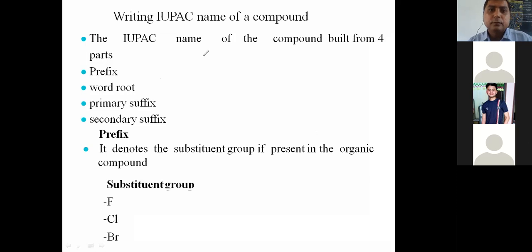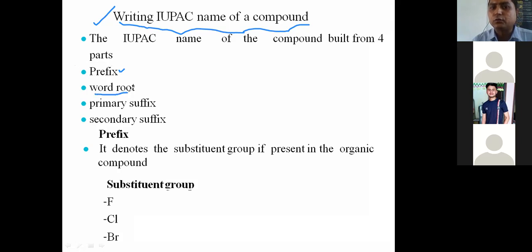So now we are discussing the writing of the IUPAC name of a compound. How the IUPAC name of the compound can be written. I have told you that IUPAC plays an important role in the formation of the rules and regulations for the nomenclature of the compound. The name of the compound has different parts. One is the prefix. Prefix means any part of the name that is given previously, like Mr., Doctor. These are prefixes.